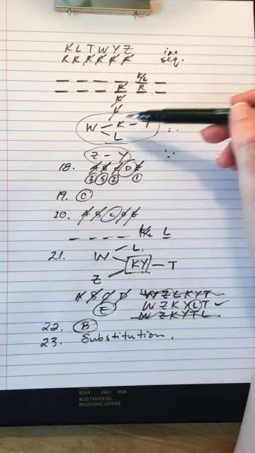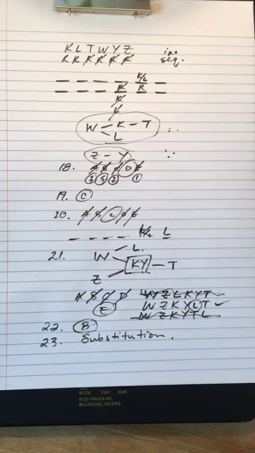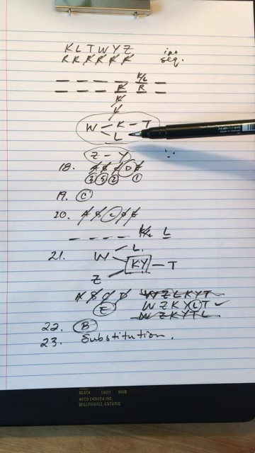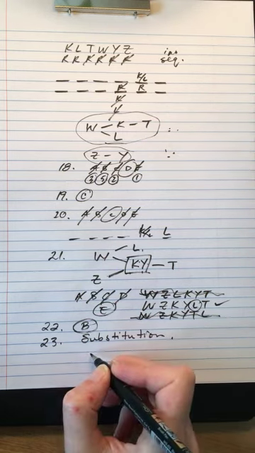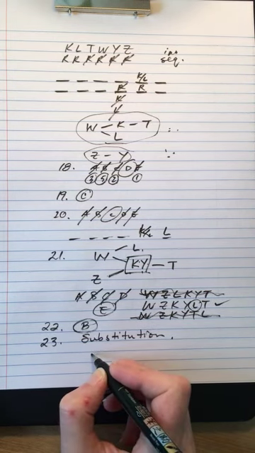So W has to be before K, L, and T. Z and Y are the only ones that could be earlier than W. Interesting. Could Y be earlier than W though? Why not? So A says that Z's audition is the only one that can be earlier than W. But the way that I have it written here, it looks like Y could be as well.